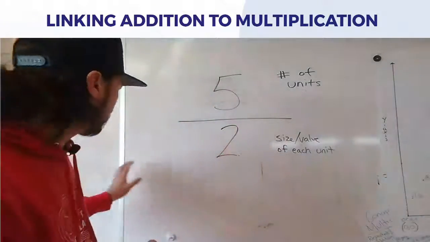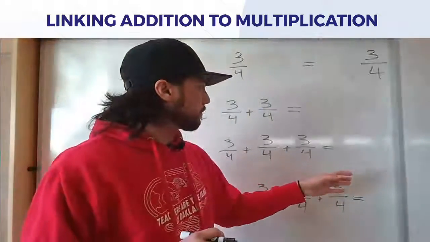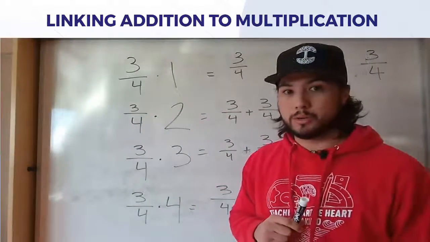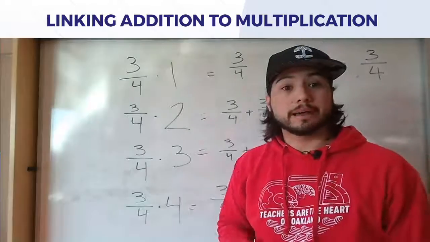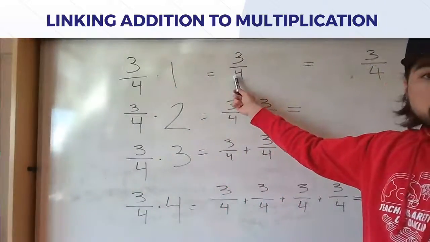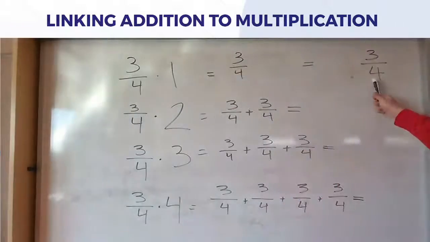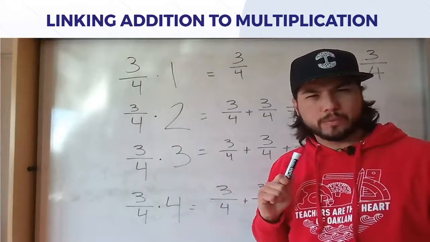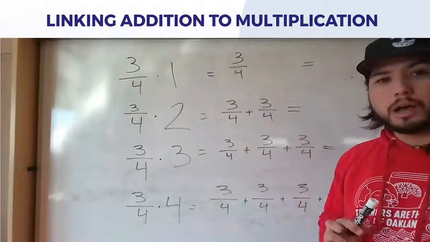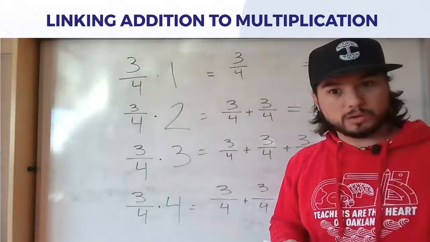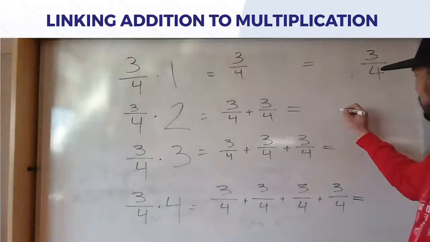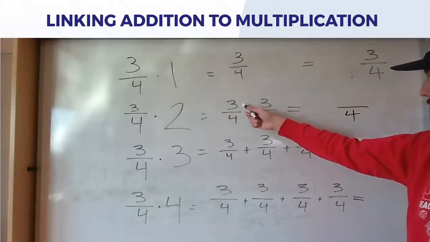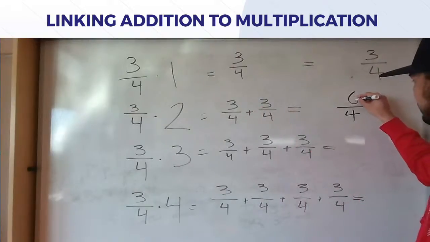Let's look at it in another way. I got a little sequence for us here, okay? Over here, we've got 4 different multiplication equations. We have 3/4 times 1, or one group of 3/4, and as we know, that equals 3/4. 3/4 times 2, or two groups of 3/4, which equals what? Our size of group hasn't changed. We're still in fourths, but we have 3 plus 3 is 6/4.